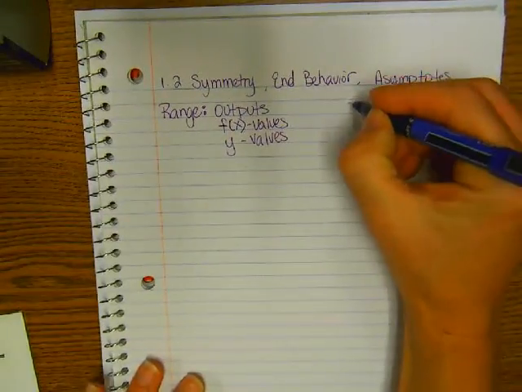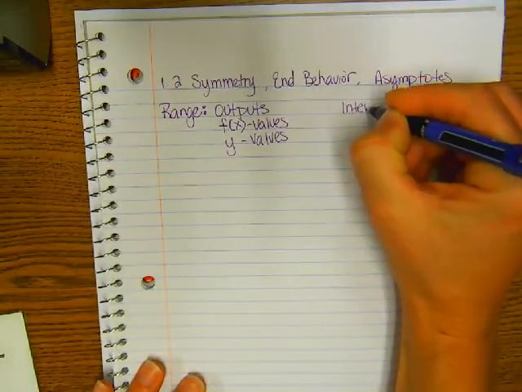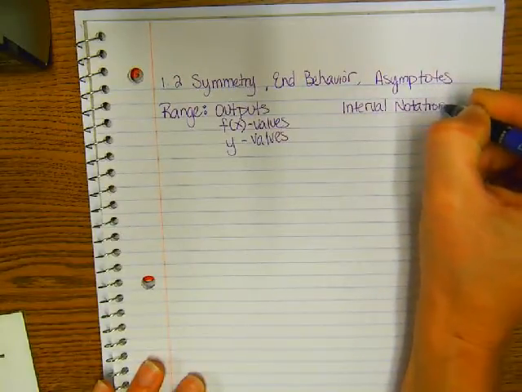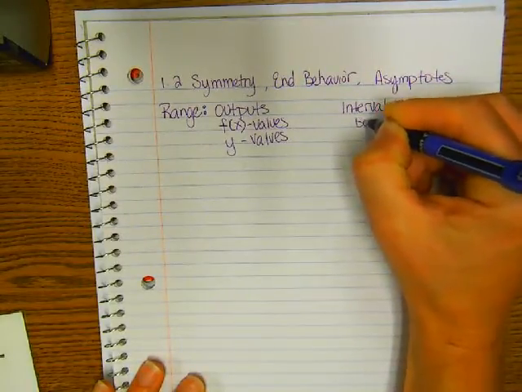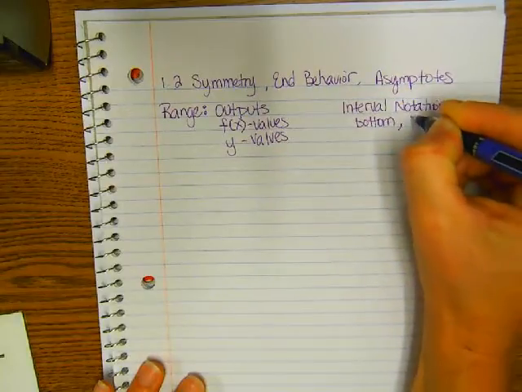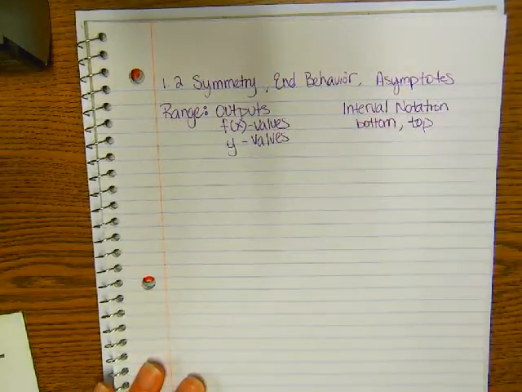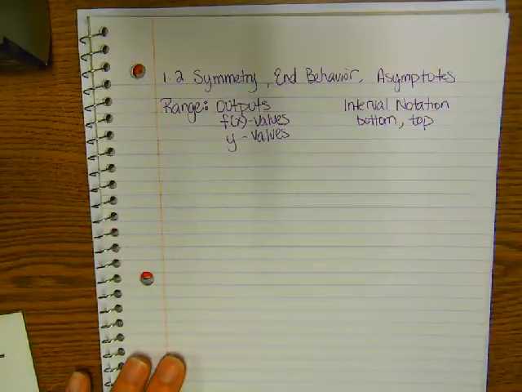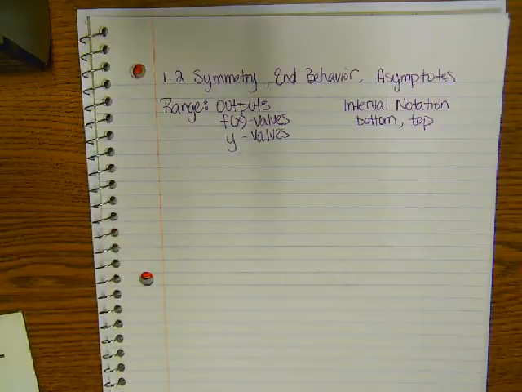When I'm doing interval notation, just to make a note about that, we go bottom, parentheses, top. Whereas with domain, we did left to right, didn't we? And we still use a parenthesis or a bracket.